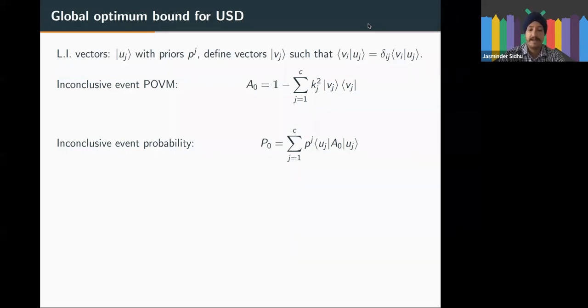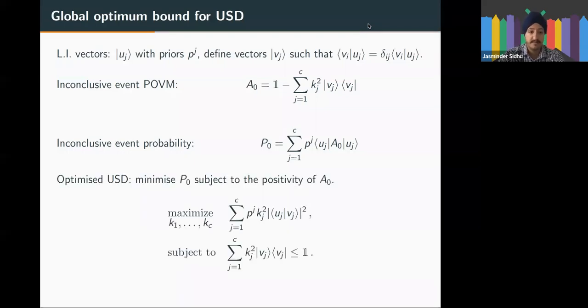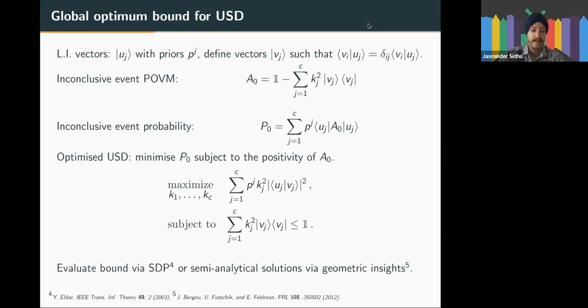And so the global optimal bound is just an optimization problem, which corresponds to the minimization of P0. The constraint ensures that the inconclusive event POVM is positive. Now, as I suggested earlier, a lot of work has addressed this optimization, and this can be efficiently evaluated using an SDP approach, or also semi-analytical solutions can be attained using geometric insights of quantum states.